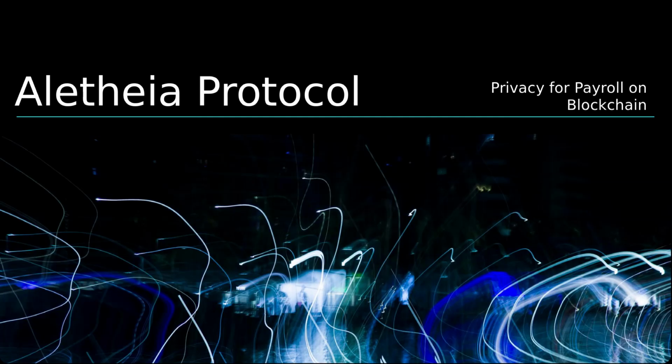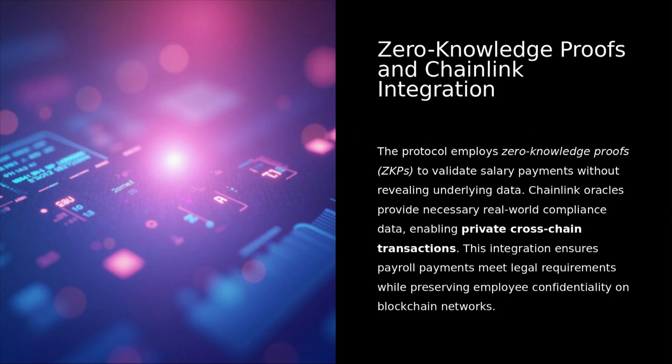Using a hybrid architecture of zero-knowledge proofs and Chainlink confidential compute, we enabled secure, compliant, and completely private payroll that works across any blockchain. To achieve this, we have built Aletheia on top of the industry's most secured decentralized infrastructure, that's Chainlink. We use Chainlink CCIP to move value seamlessly across different blockchains, ensuring that liquidity is never fragmented.